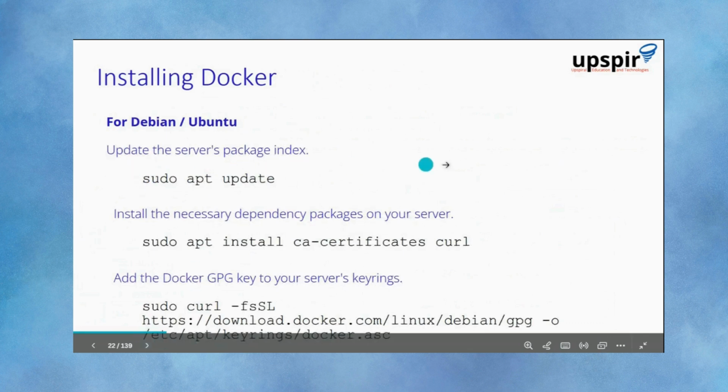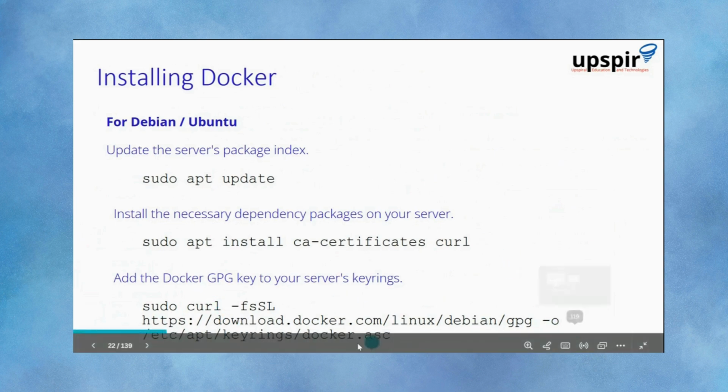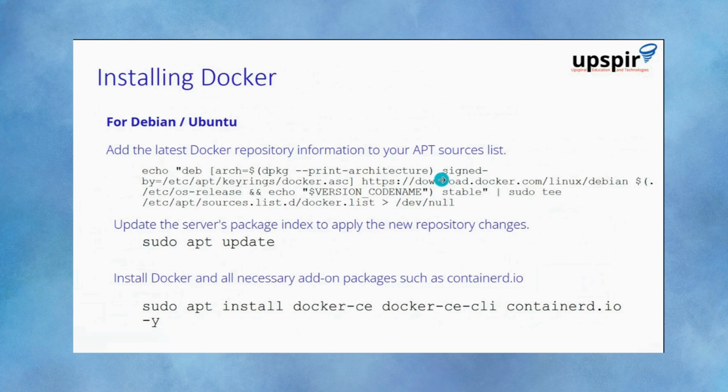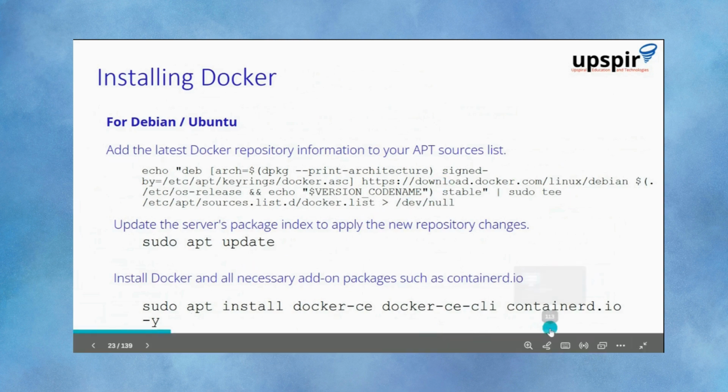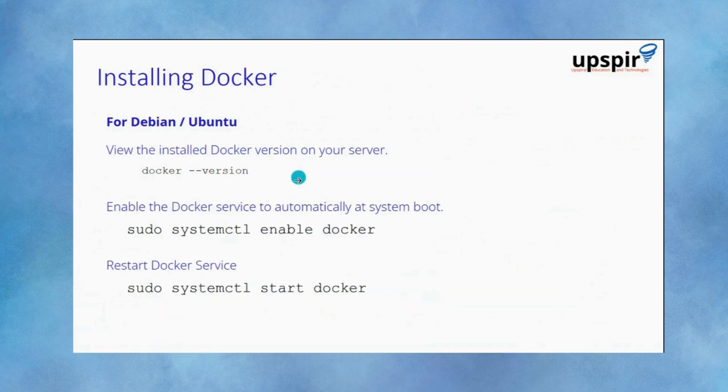For Debian and Ubuntu, you will do an apt update, apt install ca-certificates and curl, and then you will download the GPG key, and then you can add the latest Docker repository and install it. I think simply doing an apt update or install docker will also do it. These steps might be just additional steps. So the Docker version you will get from here.